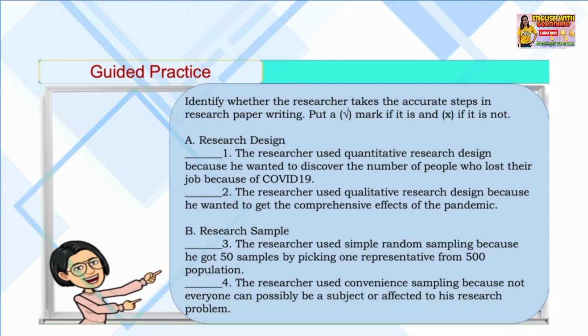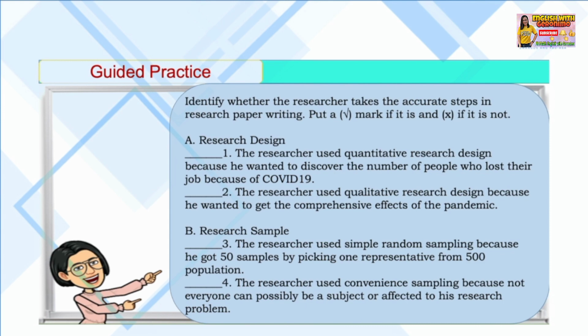Letter A for research design. Number 1. The researcher used quantitative research design because he wanted to discover the number of people who lost their job because of COVID-19. Number 2. The researcher used qualitative research design because he wanted to get the comprehensive effects of the pandemic.